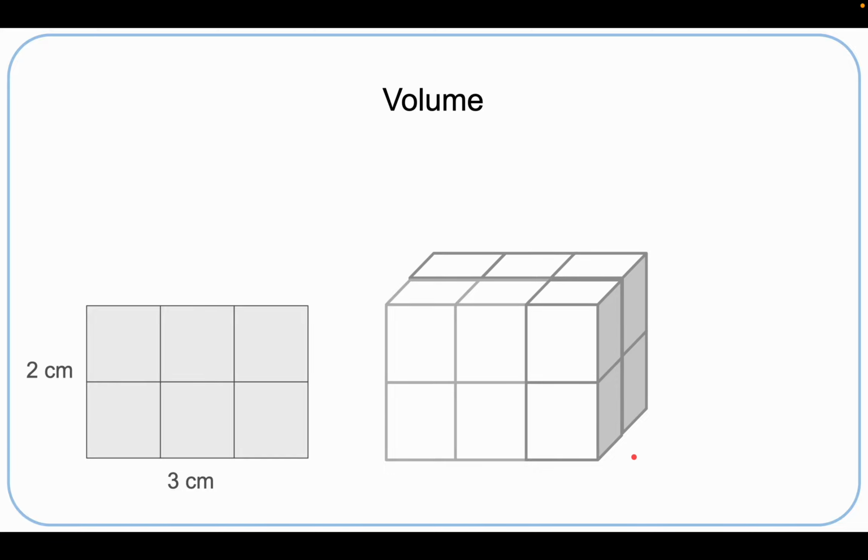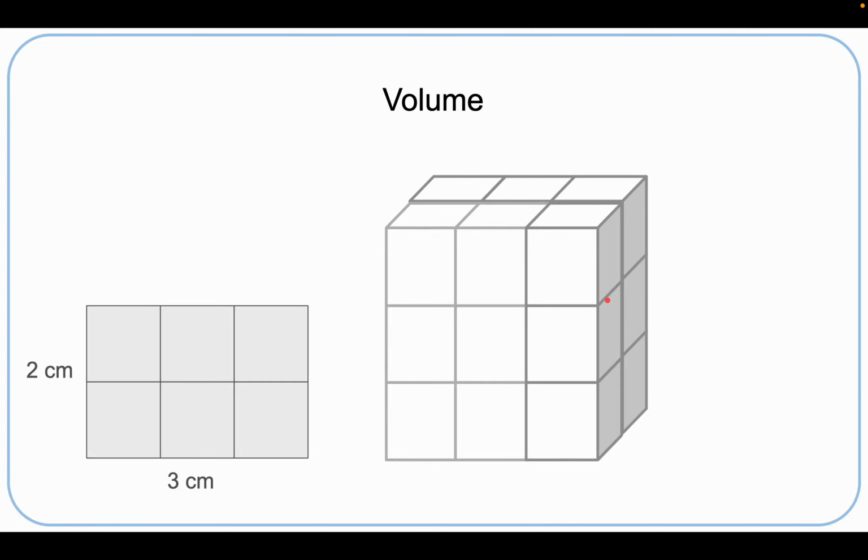And then if you added on another layer on top of that, so you made your solid 2 Legos high, you would have 12 cubic centimeters. And then if we added on another layer, you would have 6 more Legos on that solid. So then you would have 18 cubic centimeters.